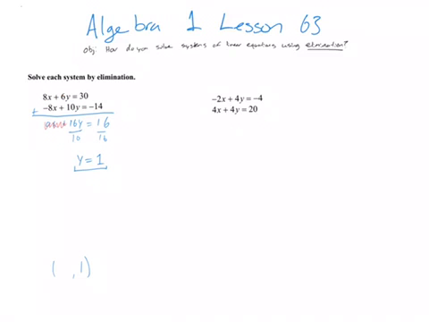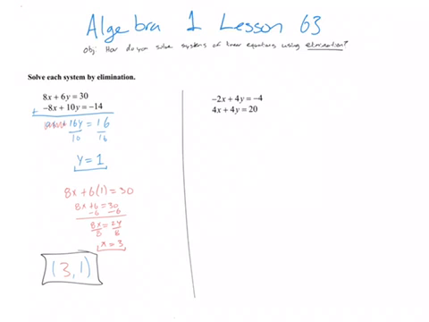So I'm going to say 8x plus 6y, which we know y is 1, is equal to 30. So that means 8x plus 6 is equal to 30. Subtract 6 gives me 8x is equal to 24. Dividing by 8 gives me x is equal to 3. That's the other half of my answer. So my answer is going to be the point 3, 1.